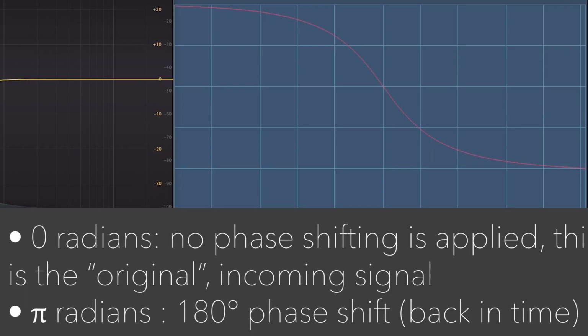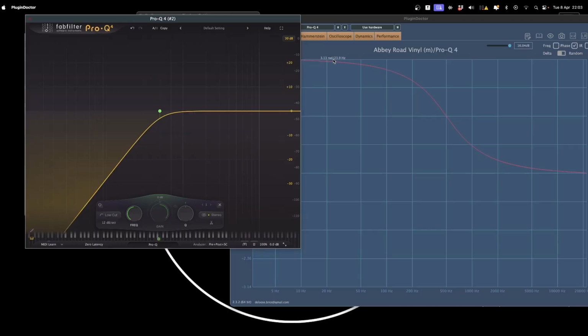Zero radians, and at 3.14, which is pi, it means that there is a shift of 180 degrees when we get there. So from no phase rotation at all, it starts to rotate. And of course, we can only go back in time. We can't move to the future. We can't predict a sound that hasn't been played yet.